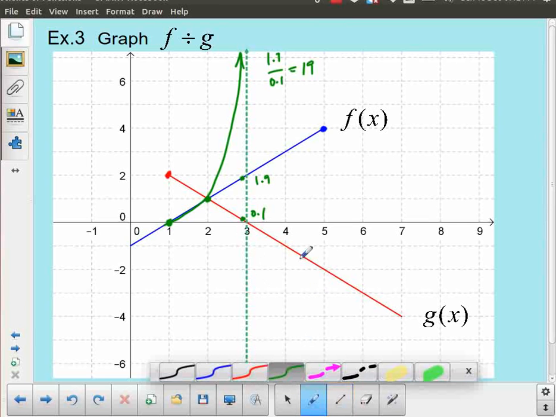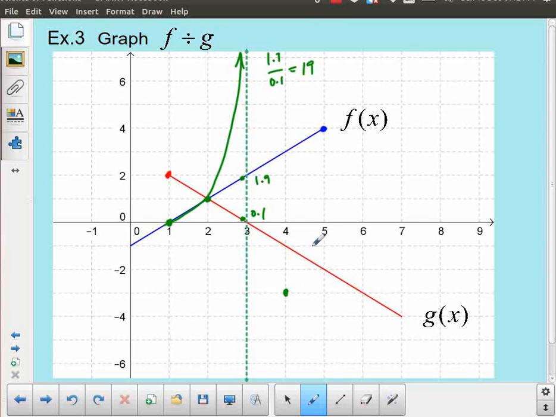And that's going to help me because when I do my next values, for example, here at x equals 4, I have 3 divided by -1, which is equal to -3. And I have 4 divided by -2, which is equal to -2. And I can do the same kind of process here where, for example, this is around 2.1 and this is around -0.1. That's going to give me -21, which is way down here. So this one is going to look something like that, heading towards the asymptote.